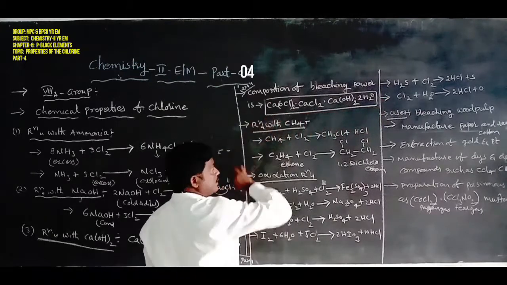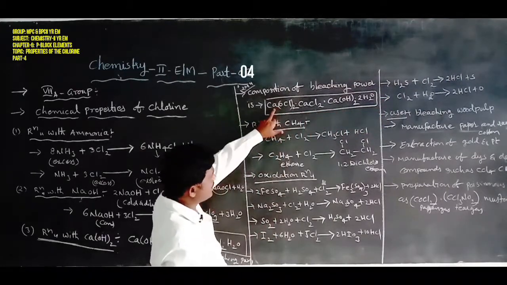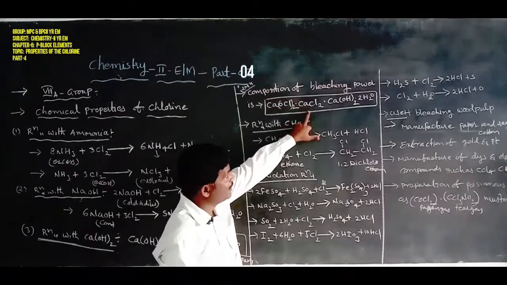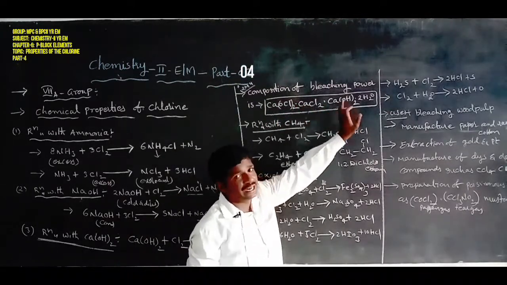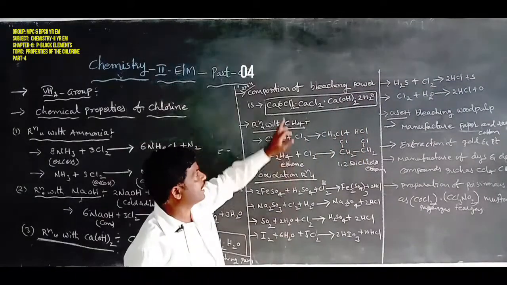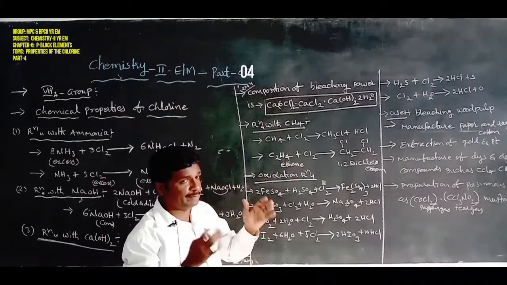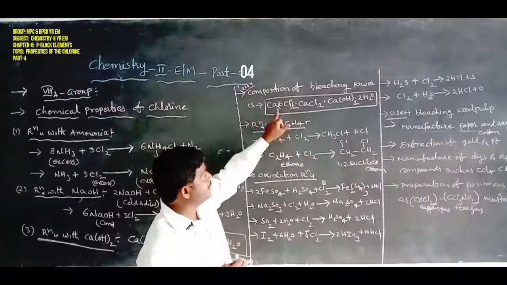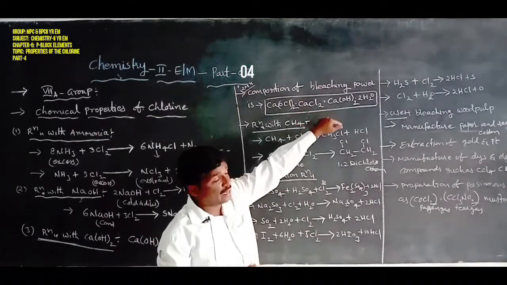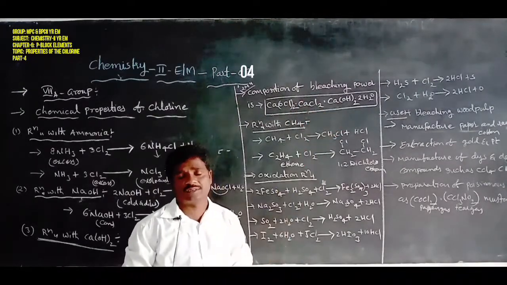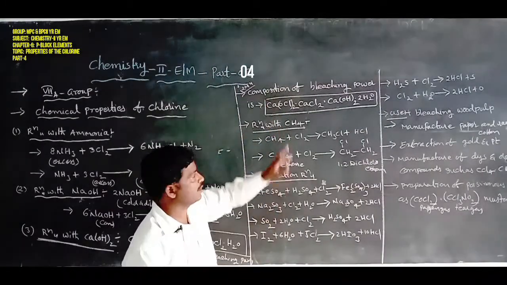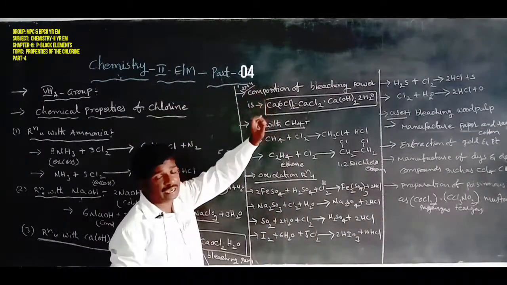The composition of the bleaching powder consists of calcium oxychloride dot calcium chloride dot calcium hydroxide dot 2H2O. The bleaching powder consists of calcium oxychloride, calcium chloride, calcium hydroxide and 2 moles of water. That is the composition of the bleaching powder, also a 2 marks question in the annual examination.